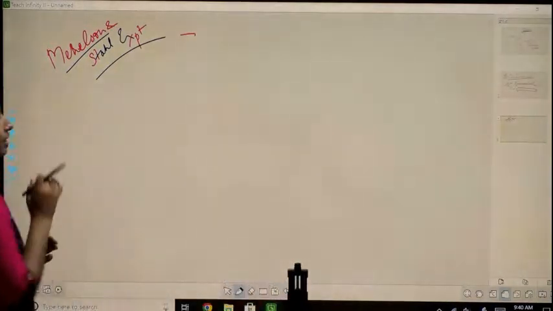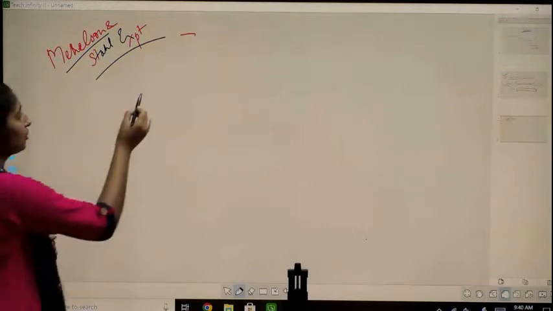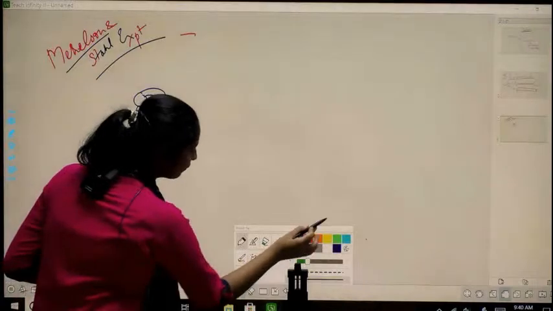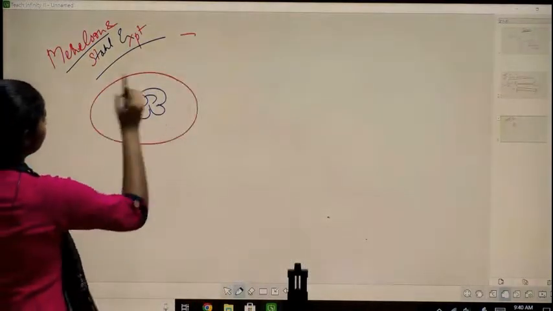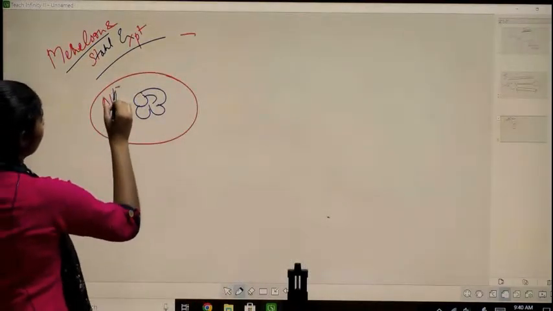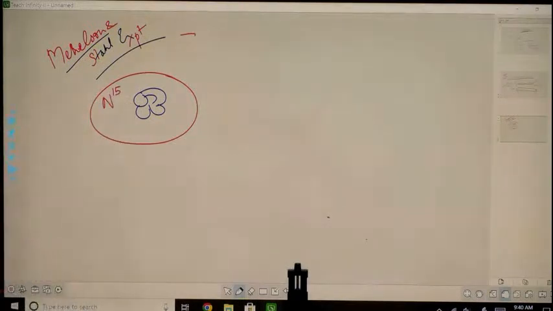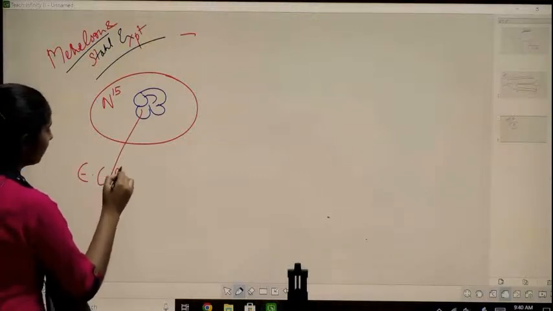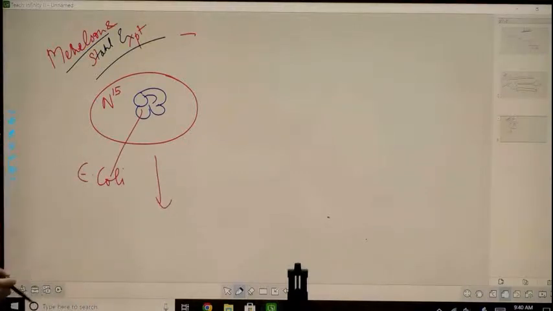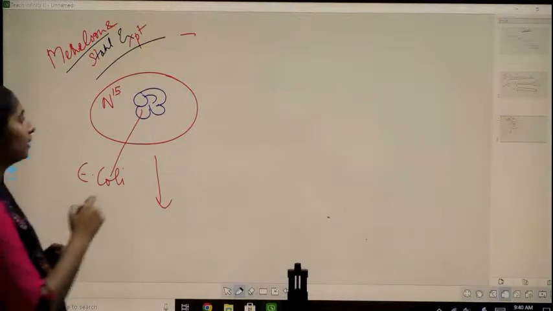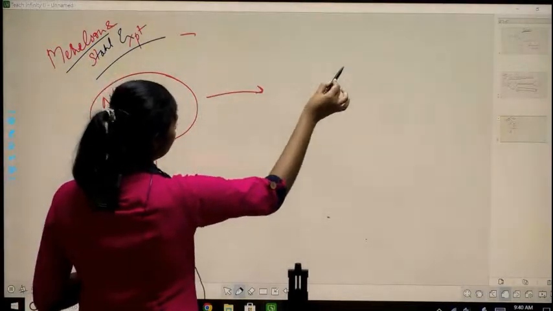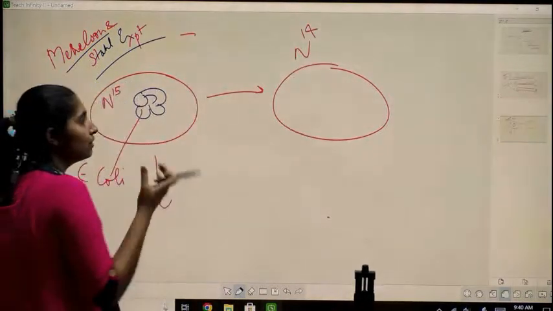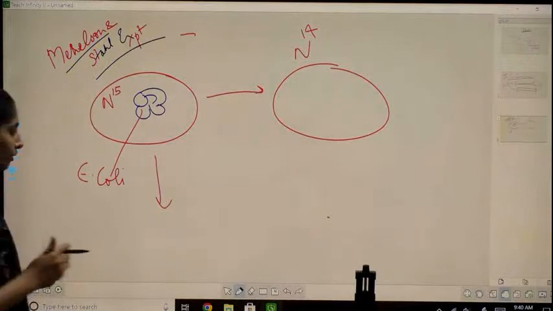So what they did is they took some E. coli culture and they grew it in N15 medium. N15 is a heavier isotope of nitrogen and they grew E. coli bacteria in N15 medium for some generations. After some generations, they transferred it to another medium that was N14. N14 is a lighter isotope of nitrogen.